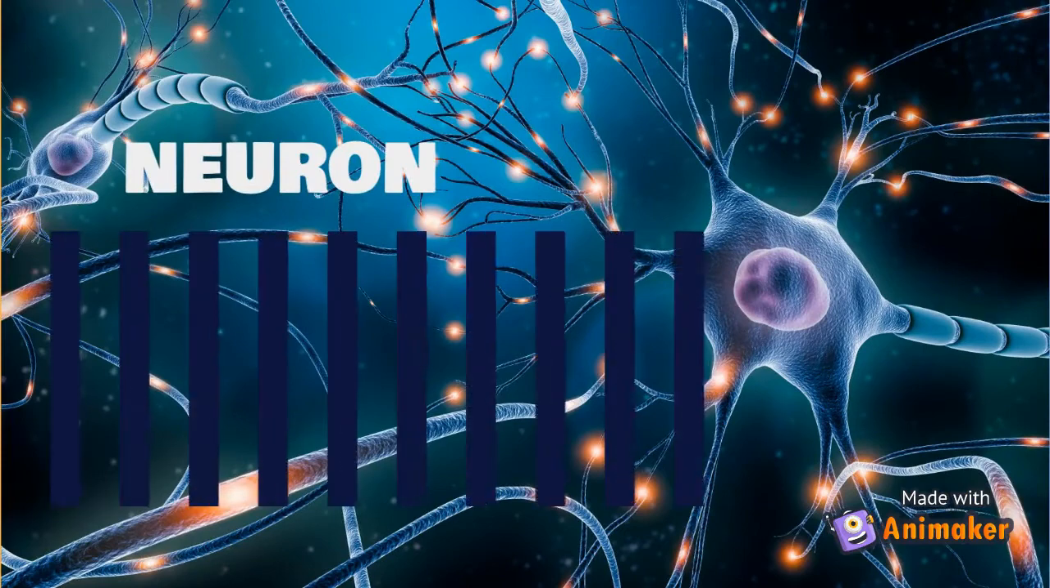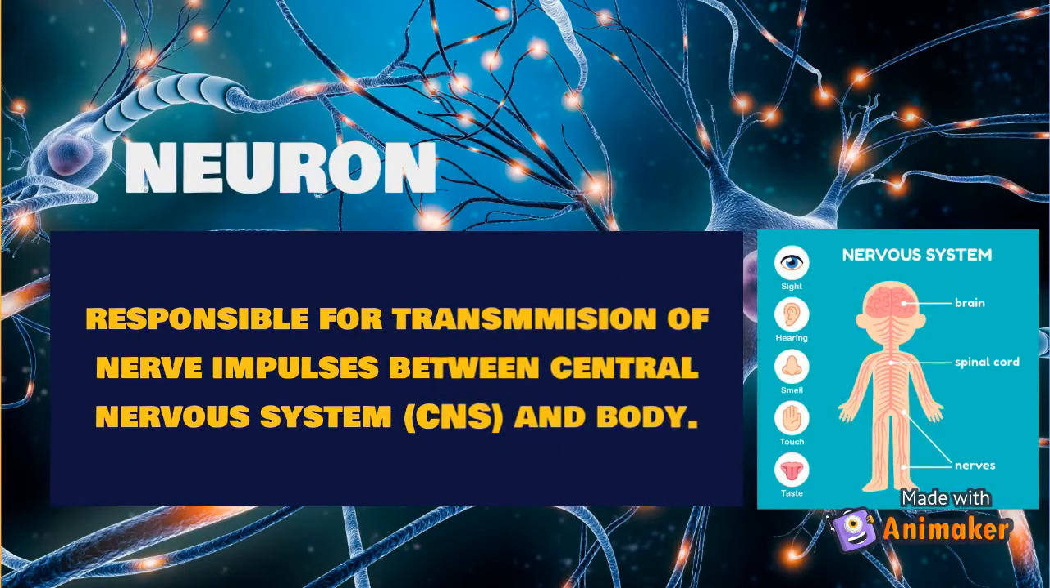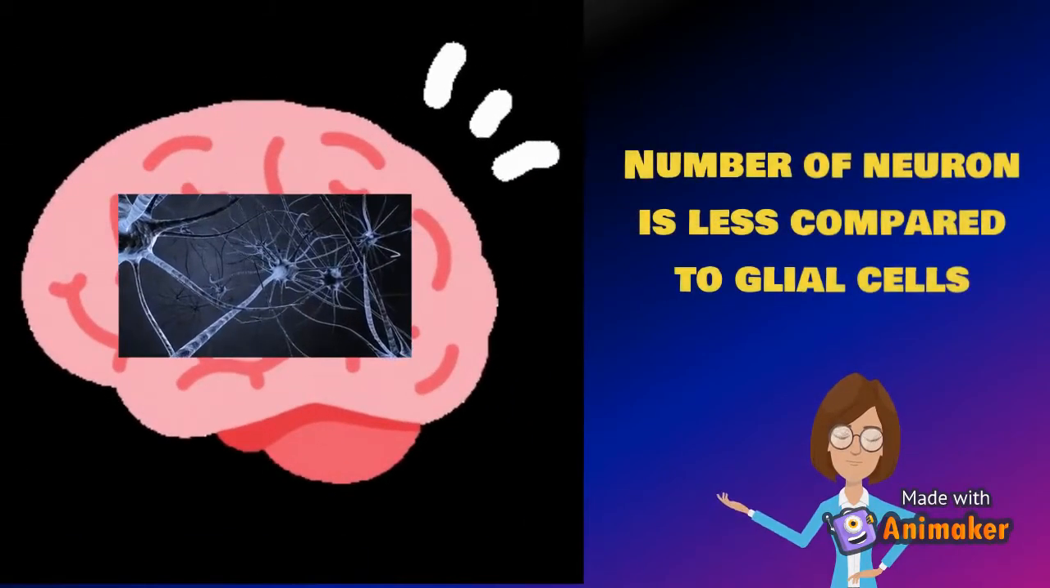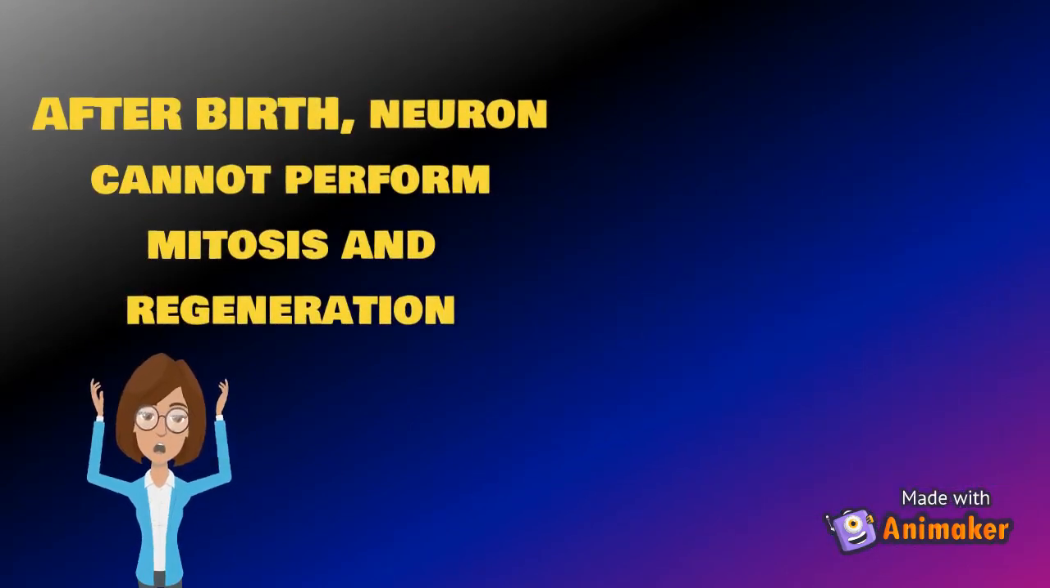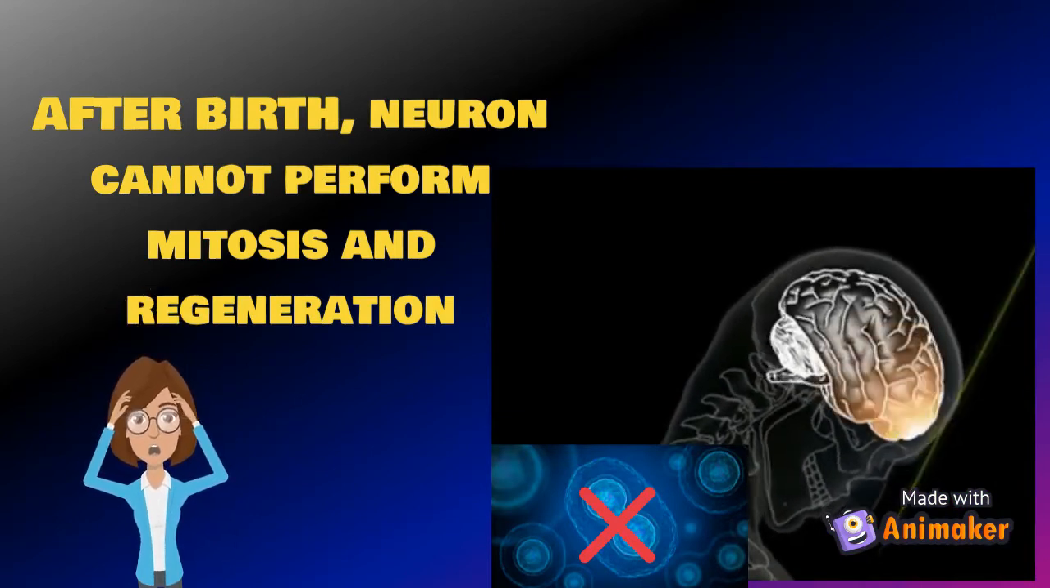Let's begin with neuron. Neurons are responsible for transmission of nerve impulses between the CNS and body. In the brain, the number of neurons is less than the glial cell. After birth, neurons generally do not divide and cannot perform mitosis and regeneration if injuries happen.